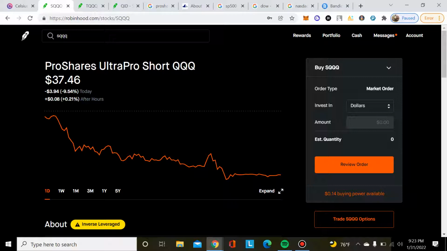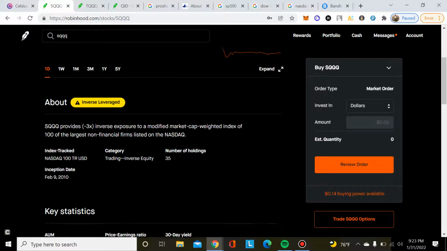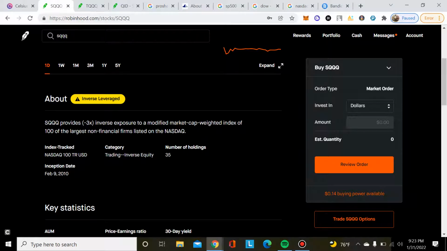So the SQQQ is something that, if you don't have Robinhood, you could search up on Google, and the SQQQ provides you inverse exposure to a modified market cap weighted index of the 100 of the largest non-financial firms listed on the Nasdaq. So the SQQQ is the opposite of the Nasdaq. Think about it like that. SQQQ is the opposite of the QQQ.